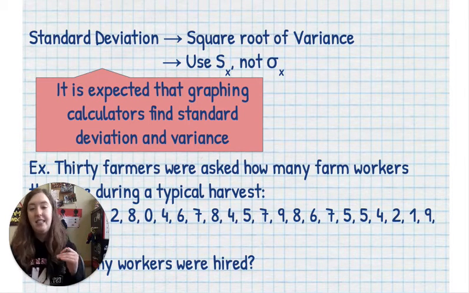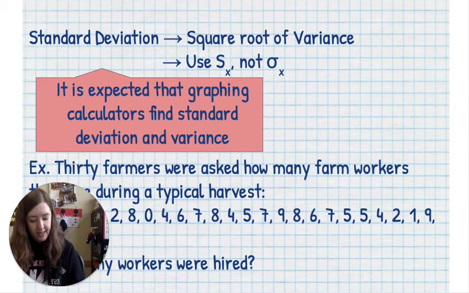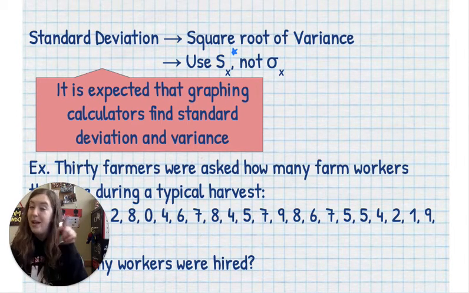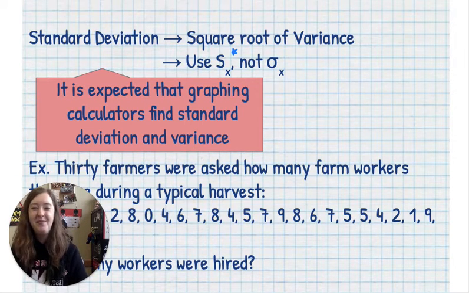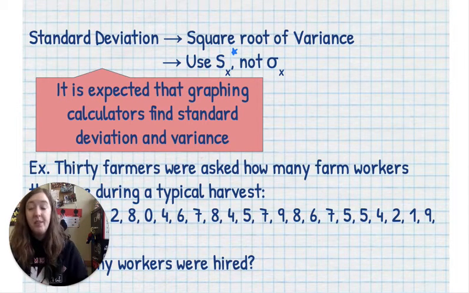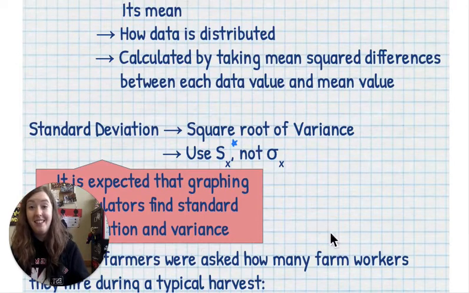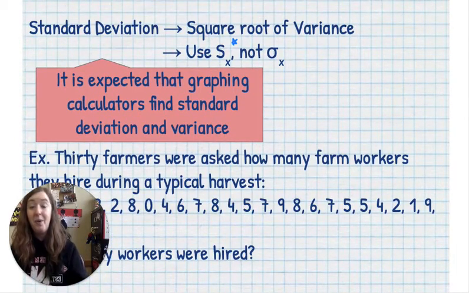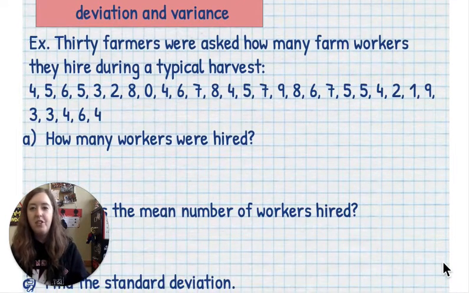Now, in that big list that I showed you at the beginning of the unit with our univariate analysis, there's 2 different standard deviations. We want to use the sample standard deviation, so S sub x. Not this, that's a baby sigma, a lowercase sigma, not the sigma sub x. I know I described how we find variance earlier, but we are not going to be finding that by hand. We will always be using a graphing calculator. Cool, so let's try a problem.